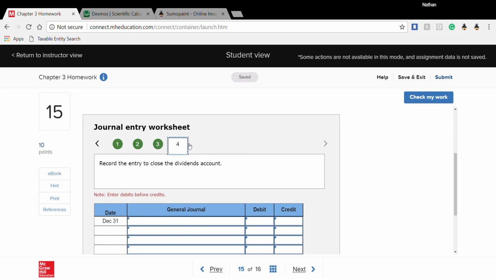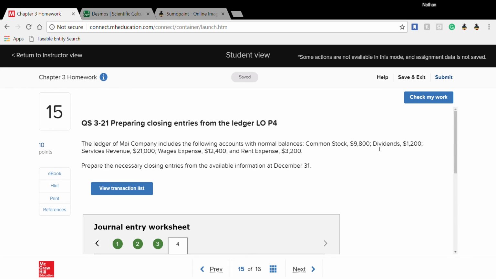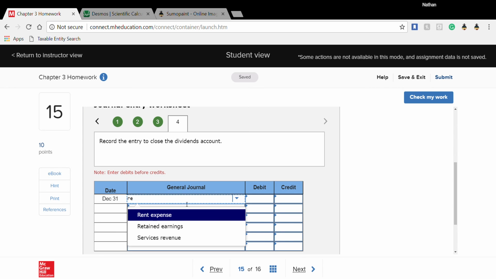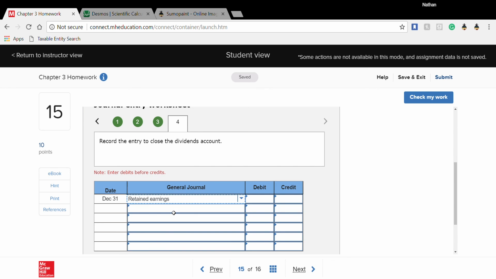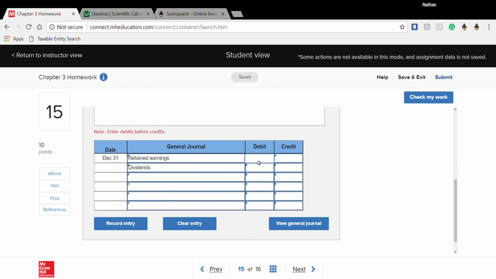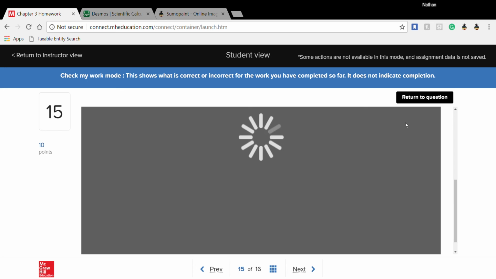Alright, 4, again, now we close our dividends account, probably the easiest one. Again, dividends is naturally a debit, so we must credit it to get rid of it. And retained earnings is our debit. So of whatever amount, so 1,200, 1,200. Boom. Check my work.